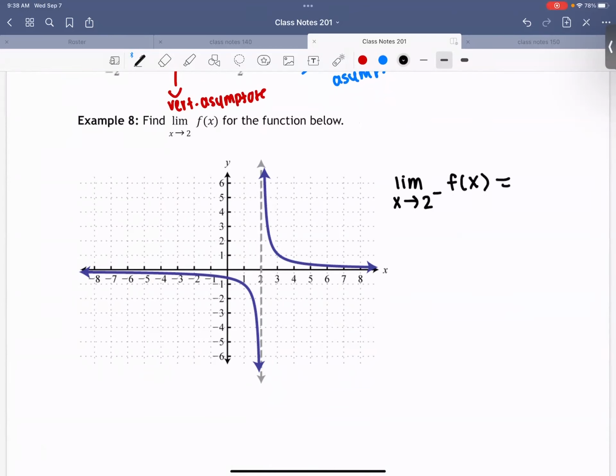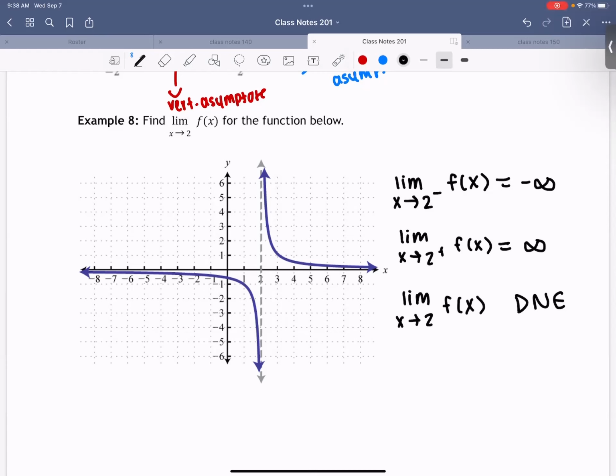Now, to be a little picky with notation here, when something doesn't exist, I don't write an equal sign because equals just means is. We usually don't say a limit does not exist. The limit just doesn't exist. So I don't put the equal sign. I won't mark it wrong if you put the equal sign, but some people get nitpicky about that.